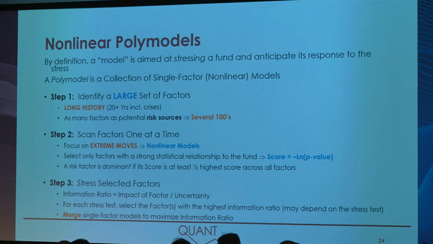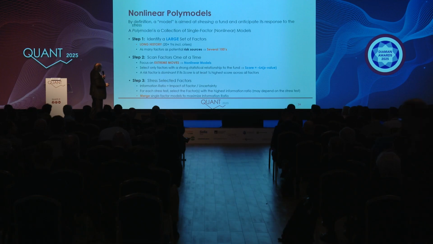So polymodels is a technique where you can scan many, many factors. I'm talking of hundreds to even thousands of factors. Of course, there is no possibility to make a multi-factor analysis, so you do that one at a time. And you deal with a collection of single-factor models better than a multiplication of multi-factor models. That collection is extremely informative. It tells you for each fund what are the biggest risks, what are the scenarios that can impact the fund.